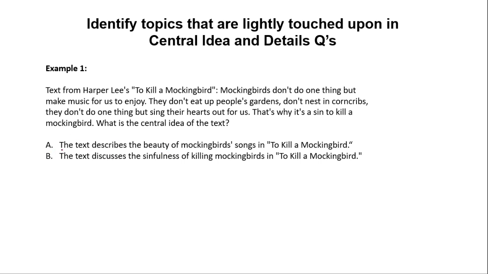So if you look at the answer choices, answer choice A describes the beauty of a mockingbird's songs. So it does talk about music, right? The mockingbird's music for us to enjoy, but it's clearly not the central theme of this text, right? Because it talks about many other things too, like not eating up people's gardens, or the other stuff. So clearly, option A contains information that is only lightly touched upon in the text.